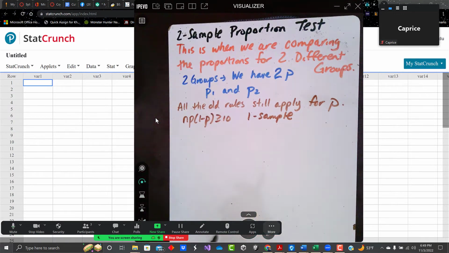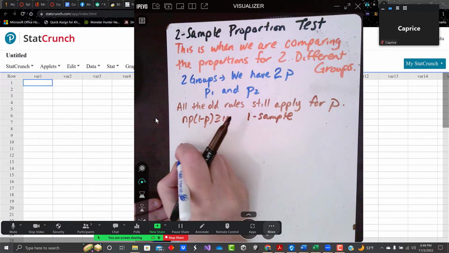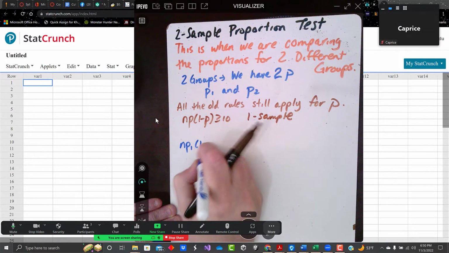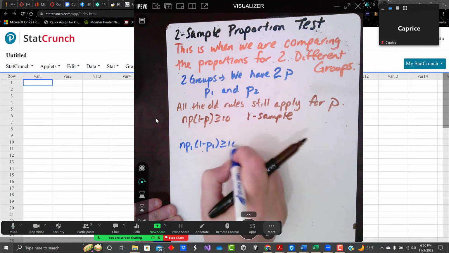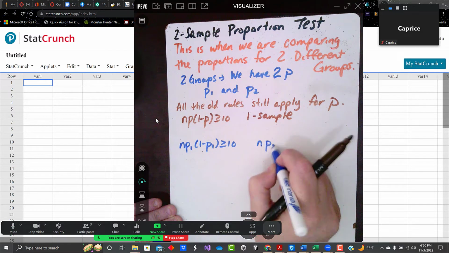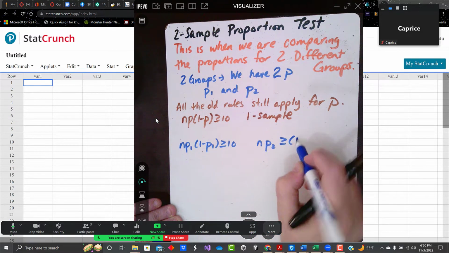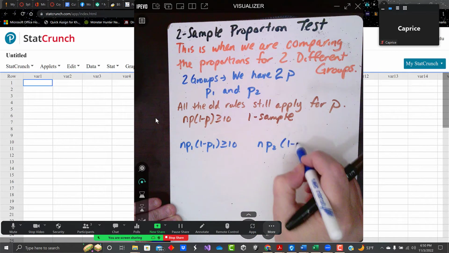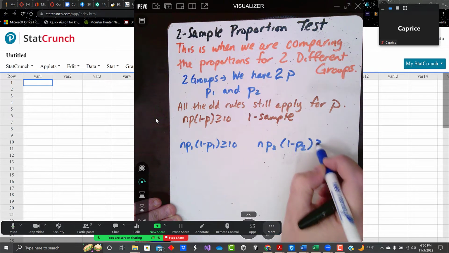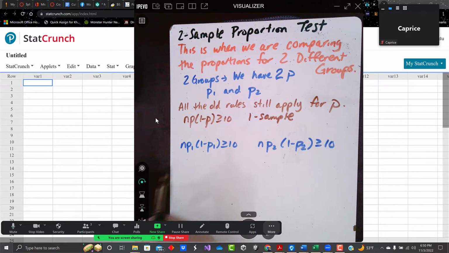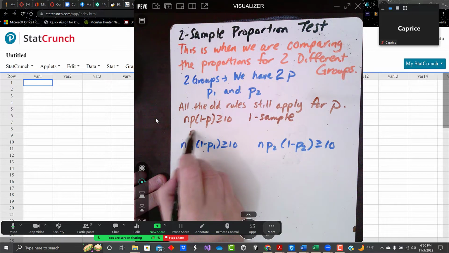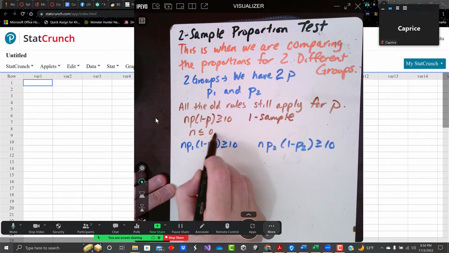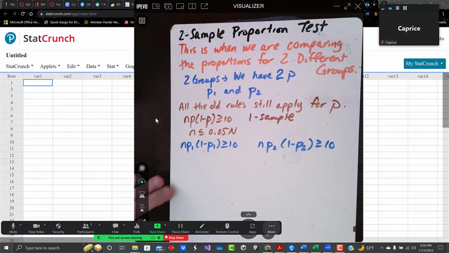When we kick it up to 2 samples, n times p1 times 1 minus p1 needs to be greater than or equal to 10, and n times p2 times 1 minus p2 needs to be greater than or equal to 10. We also had the rule that n had to be less than or equal to 5% of the overall population.